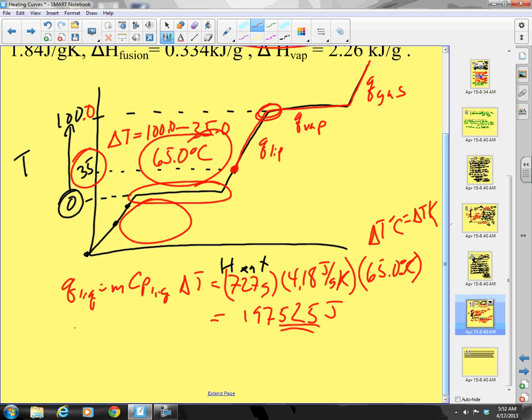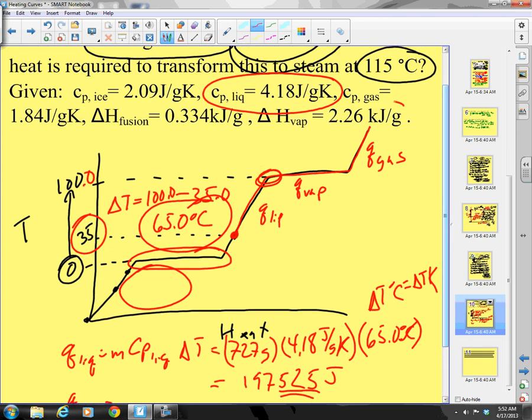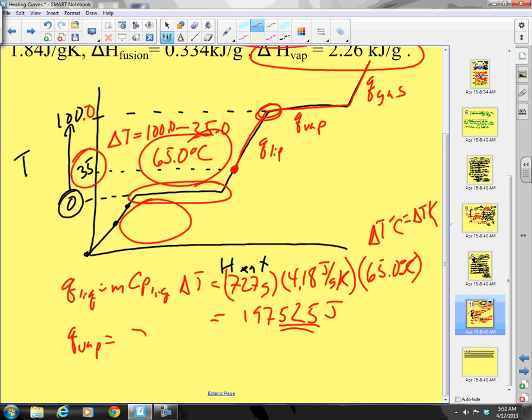How about my Q vaporization? Well, that's going to be my mass, I think. Let's take a look at my units here. Vaporization is kilojoules per gram. Good. So that means I need mass. So I'm going to go with 727 grams times 2.26 kilojoules per gram. And let's go ahead and convert this to joules times 1,000 joules per 1 kilojoule. Got it? Okay, let's run this bad boy.